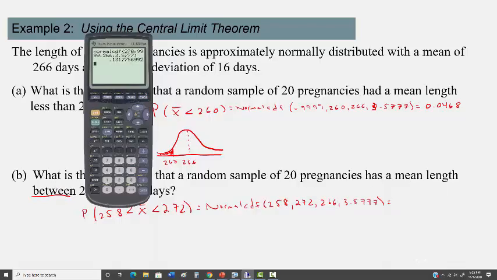and I'll use this calculator. So 258, comma 272, comma 266, comma 3.5777, close the parentheses, and you get 0.9406 when I round it.